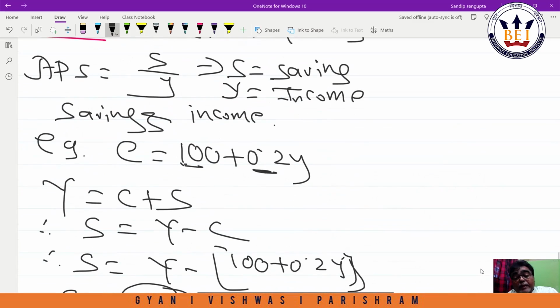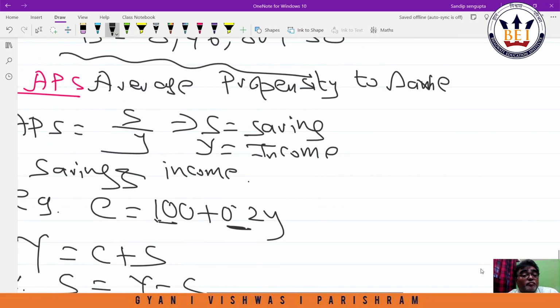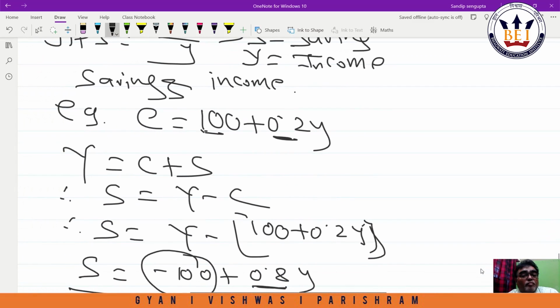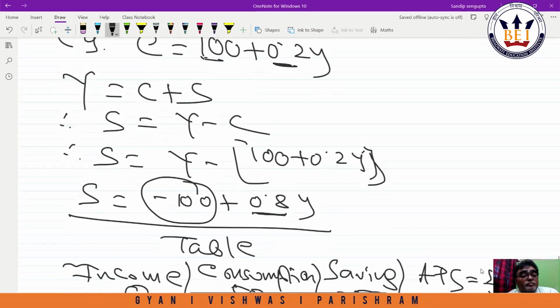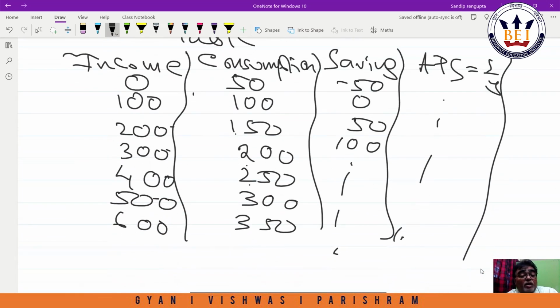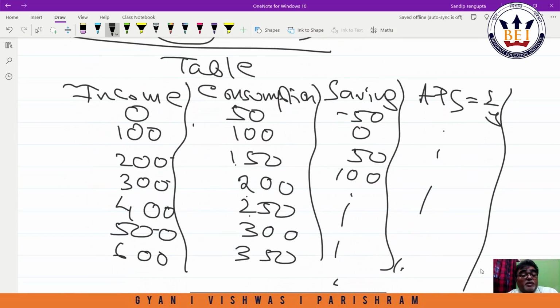Once more, average propensity to save is nothing but the ratio between saving and income. With an example of a linear equation of consumption, we found out S is equal to that, or you can give an example by numerical table also. I believe it is clear for you.